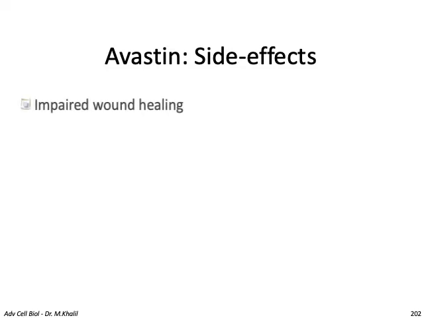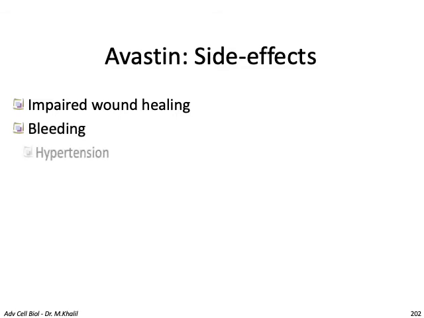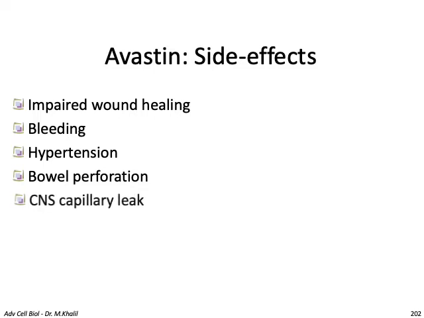Some of them, like impaired wound healing, are very obvious because VEGF's main function is to make blood vessels. So if you are taking Avastin, any wound you have will not heal. It will lead, of course, to bleeding. It would lead to hypertension. It would lead to bowel perforation because it also affects lymphatic blood vessels and blood vessels going to the bowel. It will lead to CNS capillary leak.